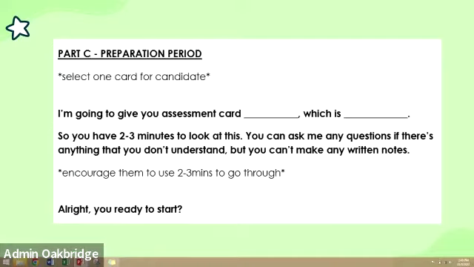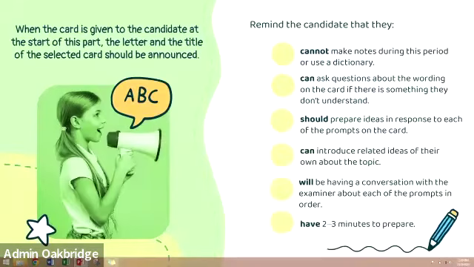So what you must do when the card is given is, let me show you. Once the card is given to the candidate, the letter and the title of the selected card should be announced. Like I showed earlier, we will let you know which card you have selected and what the title of the topic card is. There are a few things that you need to remember during this part C. First, you cannot make notes during this period or use a dictionary.